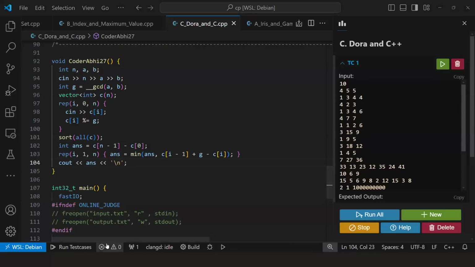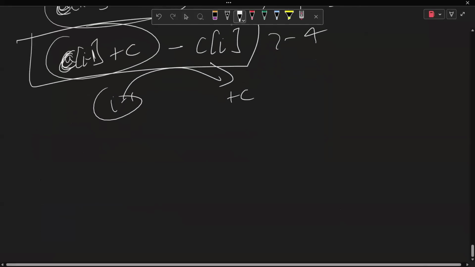Can you please explain the rotation of answers once more? Yeah, so let me explain it again. So if you had initially this 0, 1, 2, and 4, this is my array C. These are my indexes.